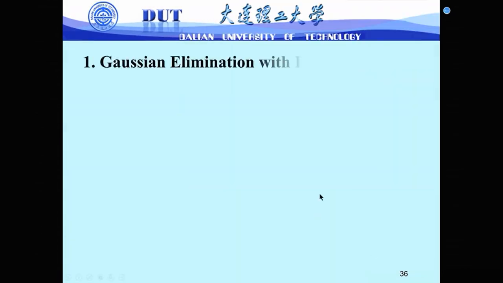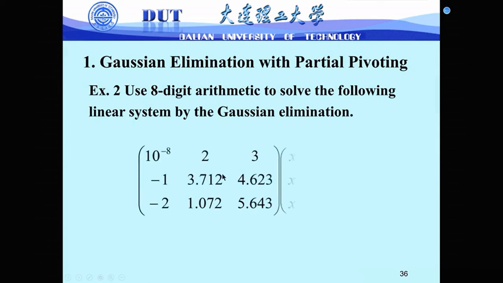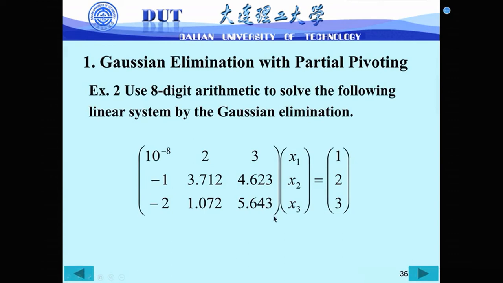Let's show you another example. Example 2. Let's use 8-digit arithmetic to solve the following linear system by Gaussian elimination. Now you see, just a 3 by 3 matrix. In the first row, this number is the first pivot. It is not 0, but it is a very small number, 10 to the power of minus 8. It is not 0 theoretically, but it is very small.